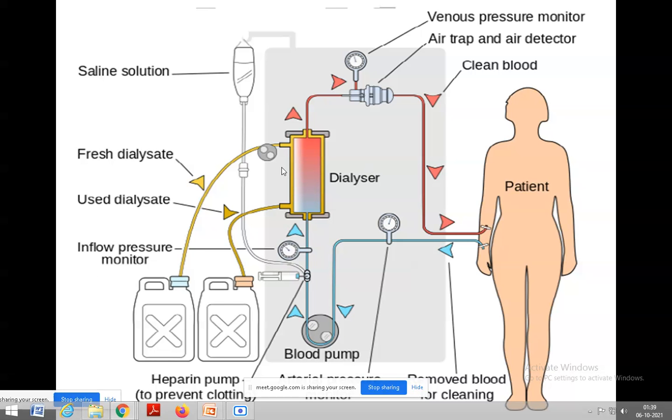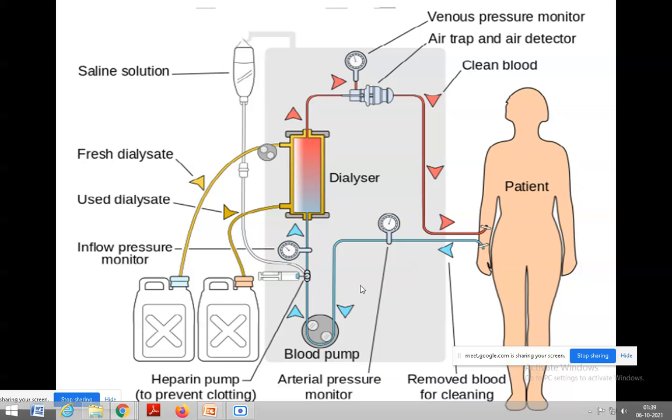So for doing dialysis, you will be maintaining the pressure, saline solution, and dialysate. For the dialysis process you use some solution, and then you have to check all the air pressure and venous pressure, the venous arterial vessel pressure value. That will be maintained by the dialysis machine.